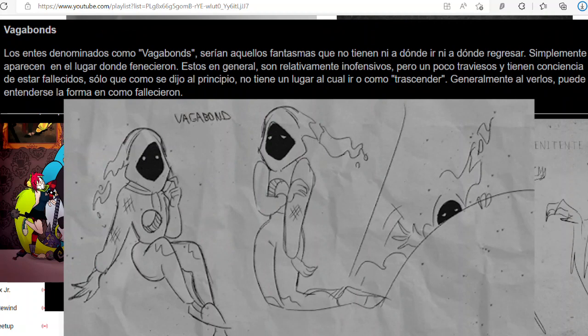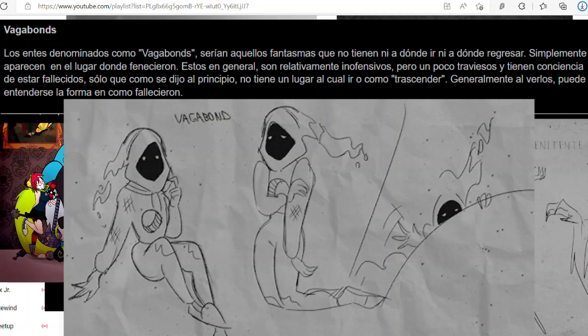Vagabond, Type 3. These ghosts have nowhere to go or nowhere to return, and they're sort of self-aware. They know they're actually dead, but what makes them interesting is that they are completely harmless but also very mischievous. Making it more interesting is the design, that you know how they actually died just by looking at them, and basically that is Vagabond.